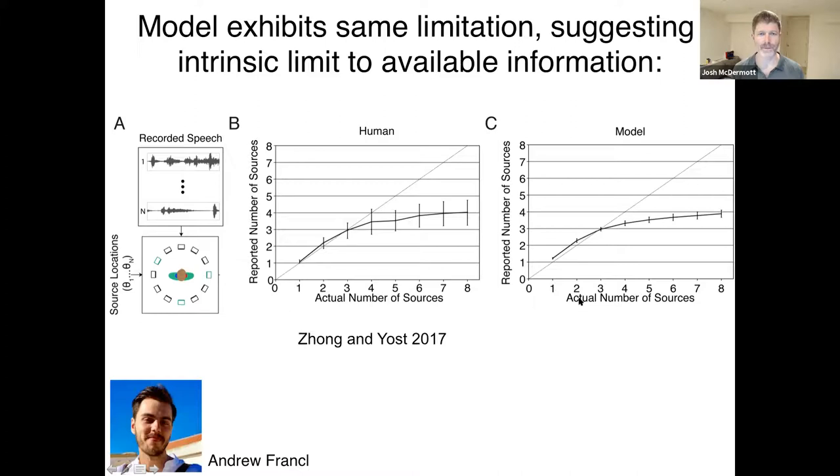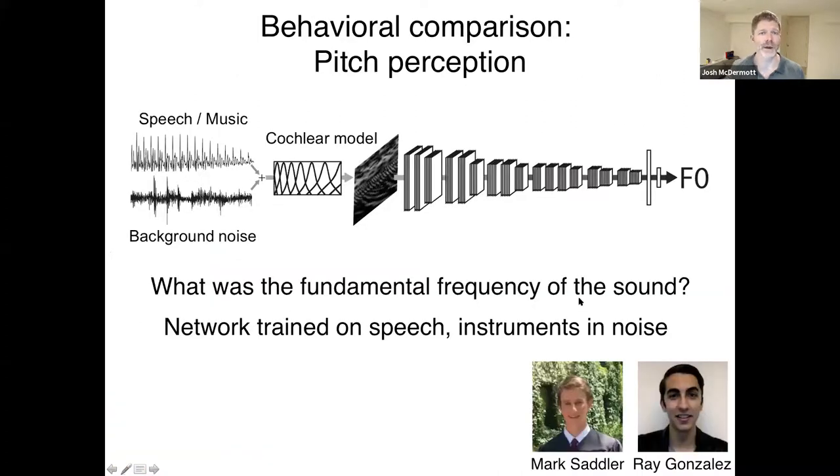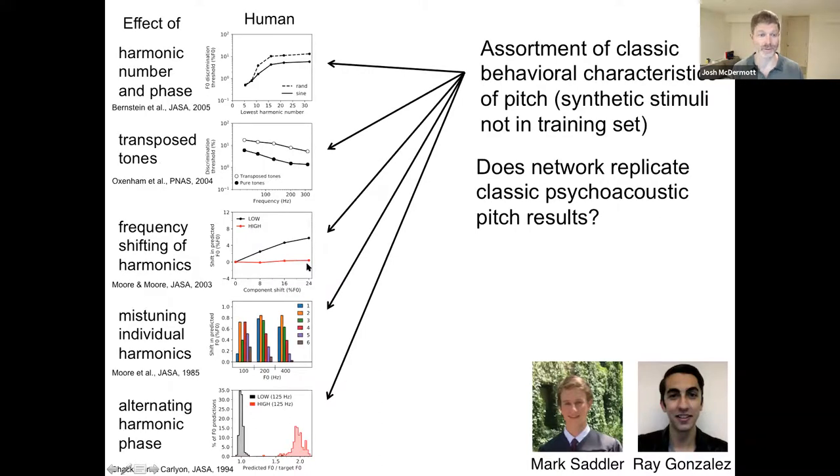All right, another behavioral comparison that we have made is in the domain of pitch perception. So here, Mark Sadler and Ray Gonzalez built a model of pitch perception by optimizing a neural network to estimate the fundamental frequency of sounds, in this case, trained on speech and music sounds superimposed on noise. And once trained, they then asked whether the model would reproduce a lot of the key characteristics of human pitch perception. So these 5 graphs are 5 classic experiments in human pitch perception. If you work in pitch, you'll know each one of them.